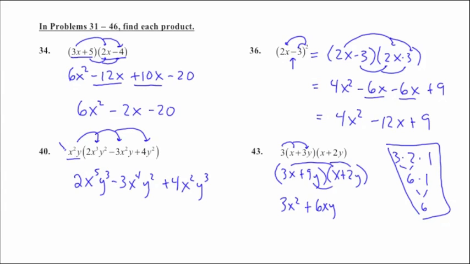Now we'll distribute the 9y. 9y times x is going to give me positive 9xy. And then 9y times 2y will give me positive 18y. Looks like I have some like terms to combine there in the middle. So I'll have 3x squared plus 15xy plus 18y.